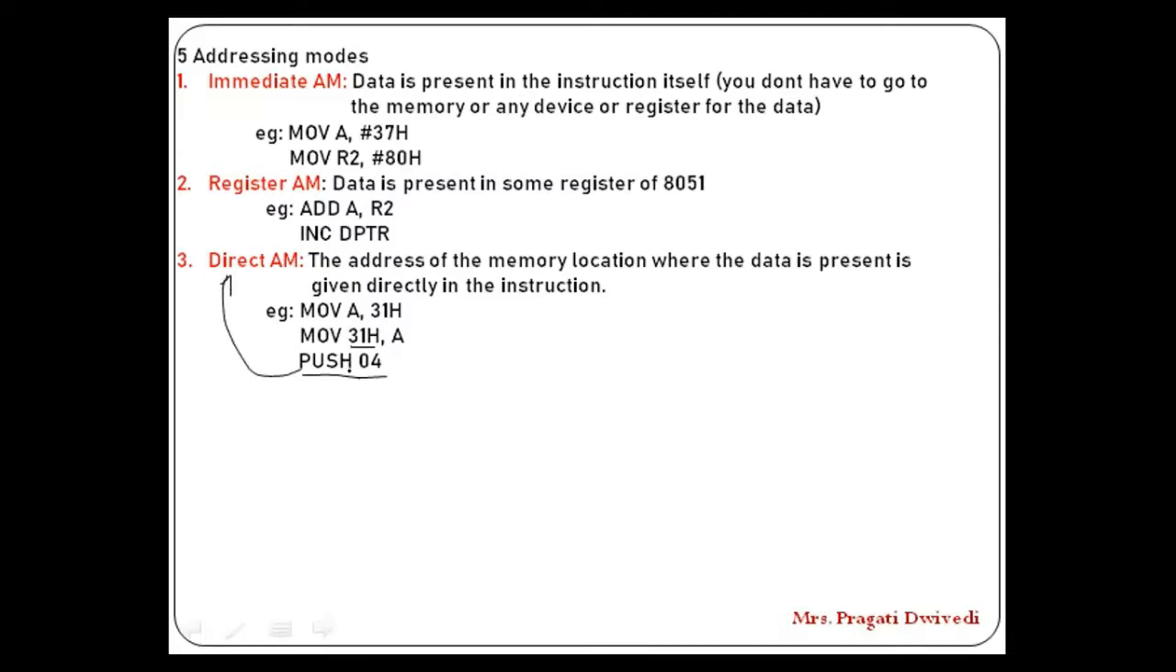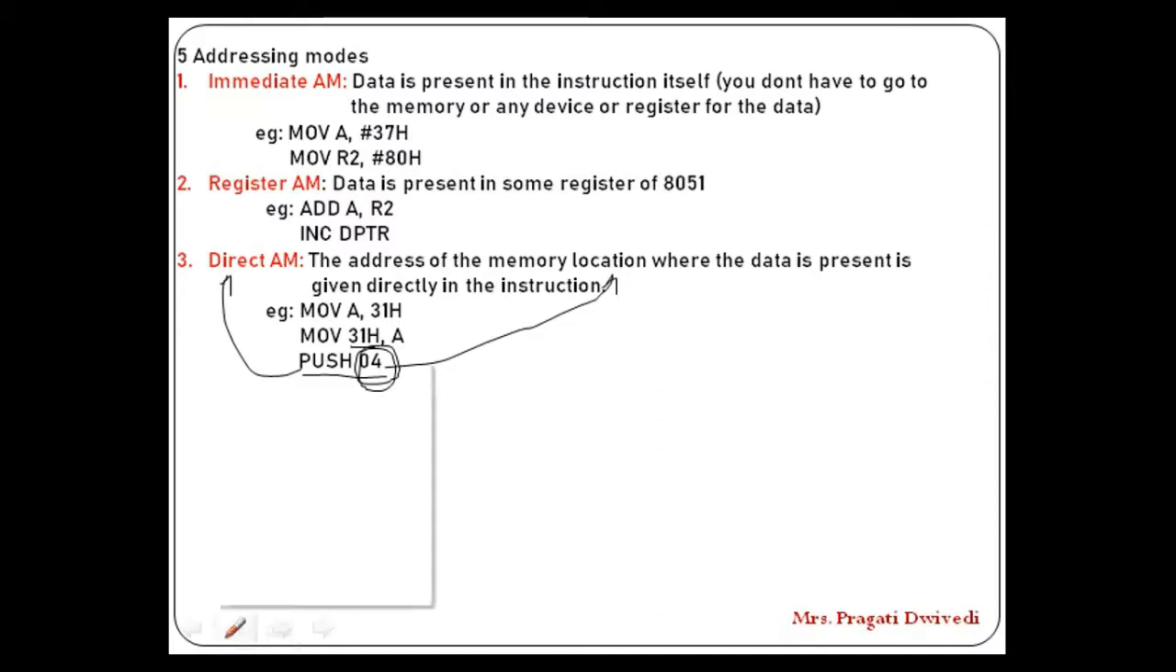So what is 04? Again, 04 is not the data since there is no hash. 04 is the address of the memory location. So remember this, 04 is the address of the memory location. You have to go to that memory location, and do whatever the push operation does. You are writing in the stack memory. So here I make a very important point that when you want to read or write anything in the stack memory, you have to use direct addressing mode only. You cannot have anything like PUSH A, PUSH R2, POP A. You cannot have that. It has to be the address of the memory location.